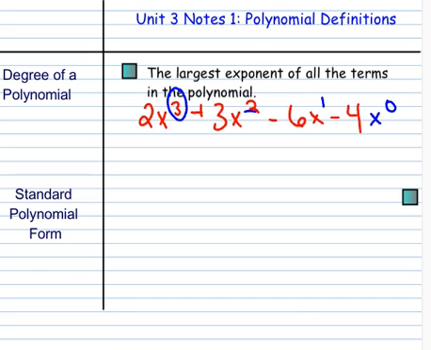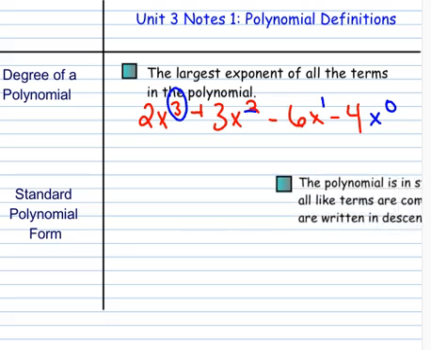Don't get fooled by that. Anything raised to the 0 power is 1, and we don't write 1. That's why it's supposedly x to the 0. Okay, so the largest one here is 3. So this is a degree 3 polynomial. You might want to write that down somewhere.